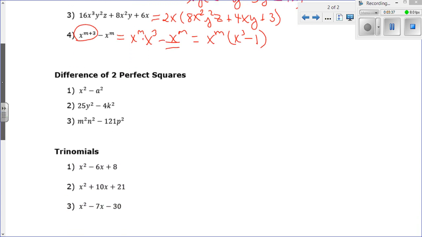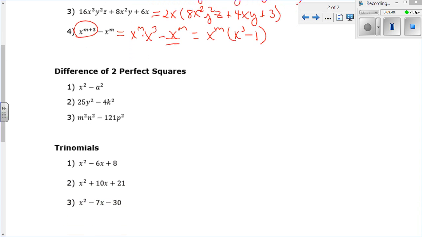All right, moving on to the difference of two perfect squares. Difference of two perfect squares is the one that is the easiest. Everything is the same except the sign in the middle. Take the square roots of both parts. So the first one is going to be x plus a and x minus a.